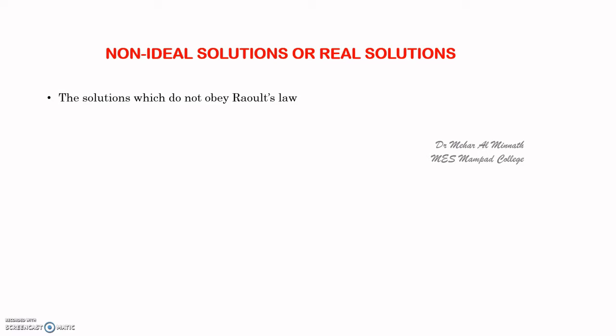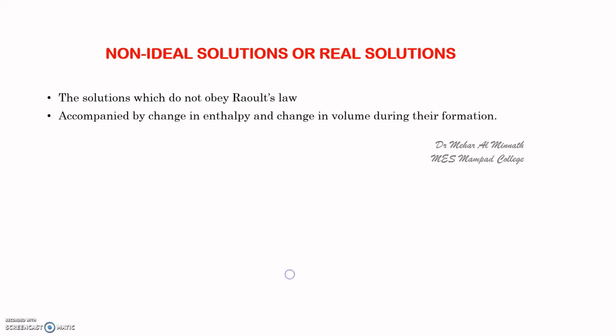Now, non-ideal solutions do not obey Raoult's law, and they are accompanied by a change in enthalpy and a change in volume during formation. For an ideal solution, we have said that delta H mixing and delta V mixing will be equal to 0. But here, the delta H mixing and delta V mixing will not be equal to 0. There will be a volume change, or an enthalpy change, when we mix two liquids together, or two components together to form a solution.